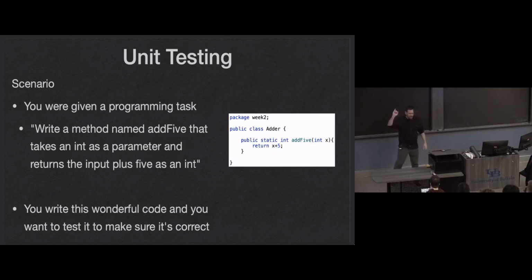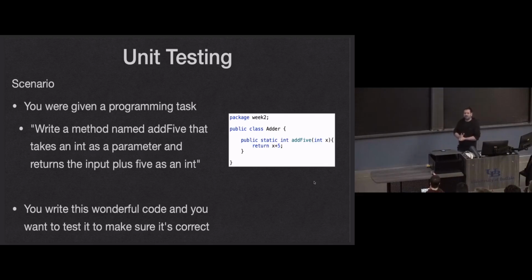Your task is to write a method called add5 that takes an int as a parameter, adds 5 to that int, and returns that value as an int. Put it in a class called Adder, submit it to AutoLab, and then you're good. So you write this code. You're feeling good about it, and you should. It's obviously correct. I'm not pulling any tricks on this one.